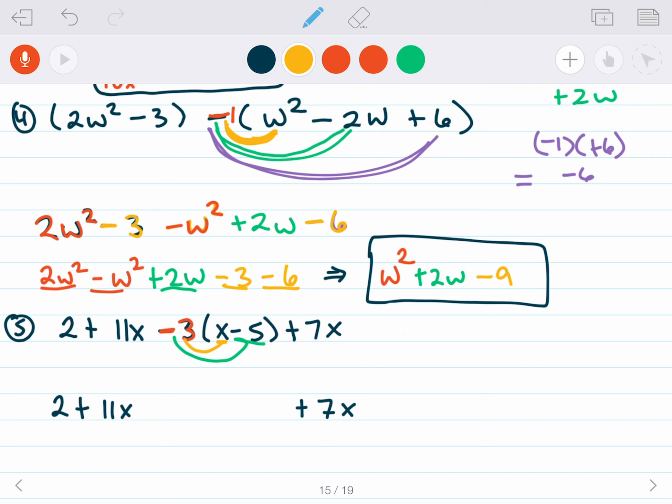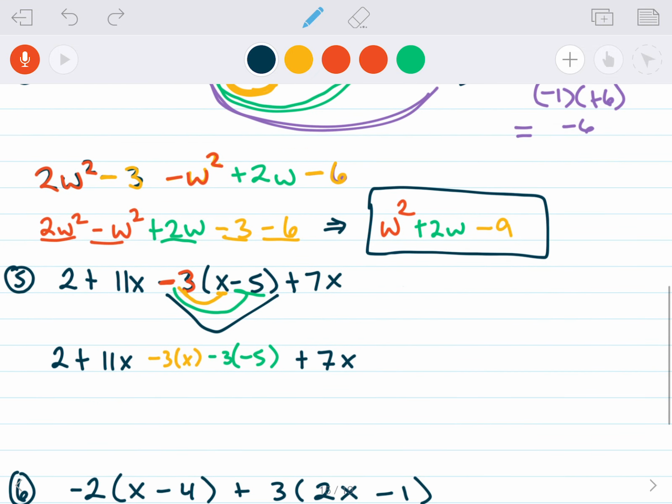Distributing. So for the distributing, we have -3 times positive x, and then we have -3 times -5. Okay, so I just turned this into this, just by doing the distributive property. Let me rewrite. I'm always super careful with these, because you can make little sign errors here and there, and it's super frustrating.